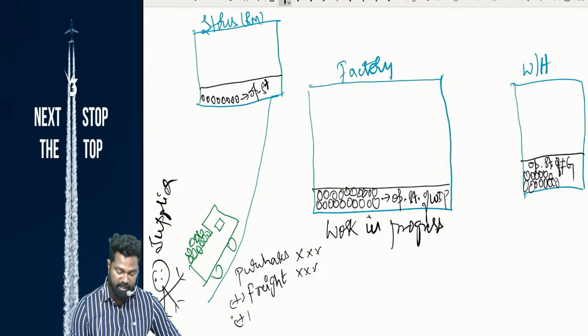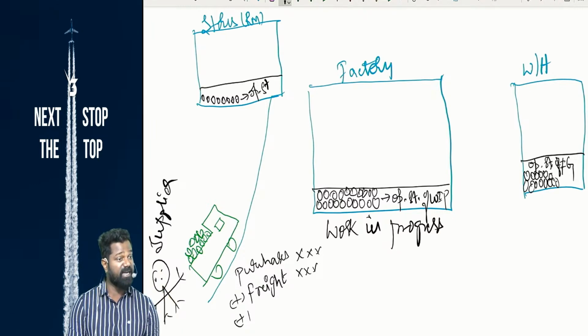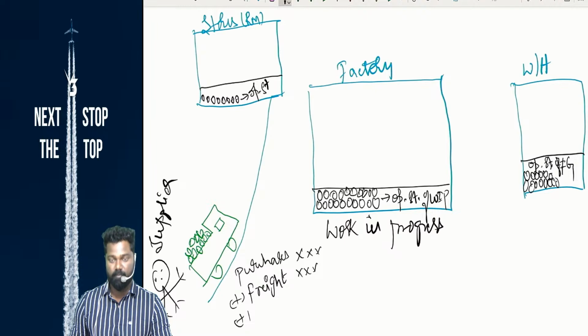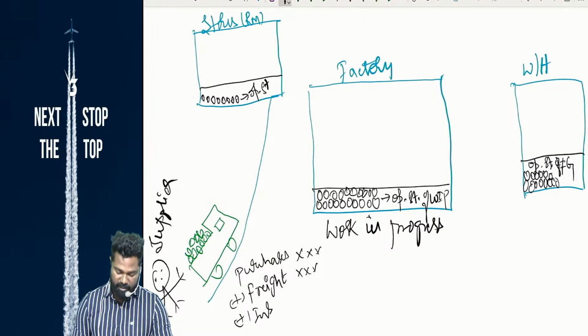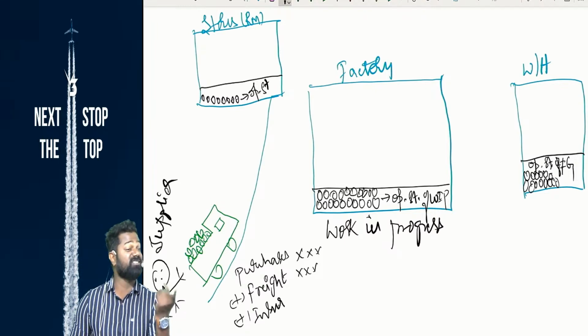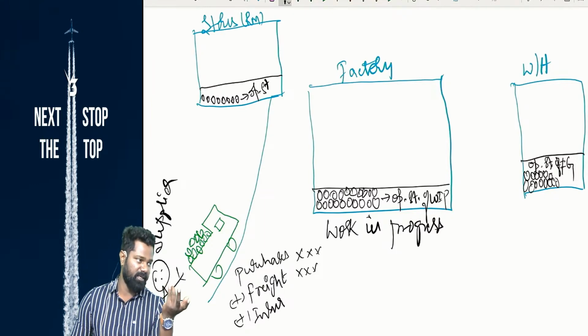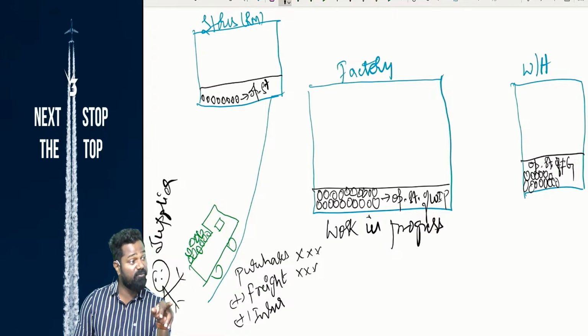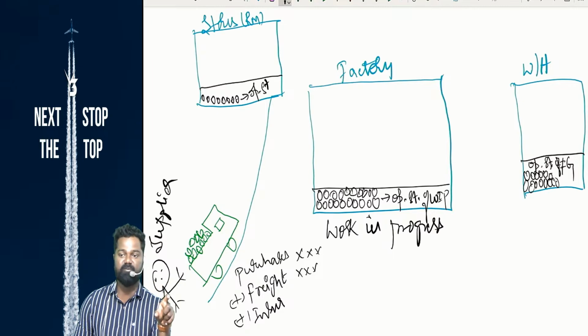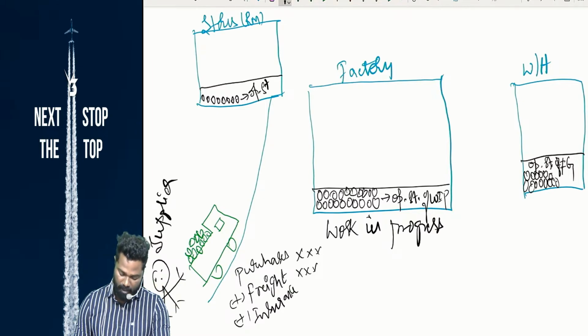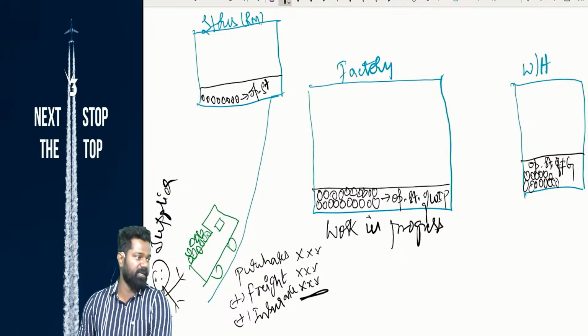Don't you think any insurance during transit should also be added? Why? Because that is a direct expense relating to purchases of raw material. Yes or no? So I will be adding that also. Insurance relating to what? Raw material. Insurance relating to purchase of raw material. That's why he said all the expenses relating to purchase of raw material should be considered. Are you all with me now?